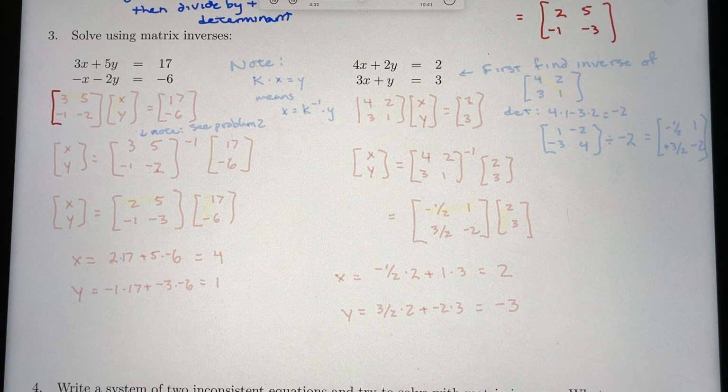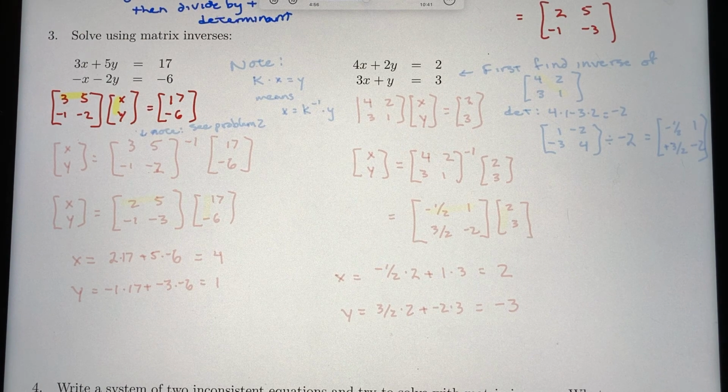Okay, so to solve using matrix inverses, the idea is first you write a matrix. I'm going to scrape out the numbers and put in x, y as a column matrix. Notice if I do the multiplication, that actually gives us what I want, 3x plus 5y, for instance. And then a little nice column matrix for this.